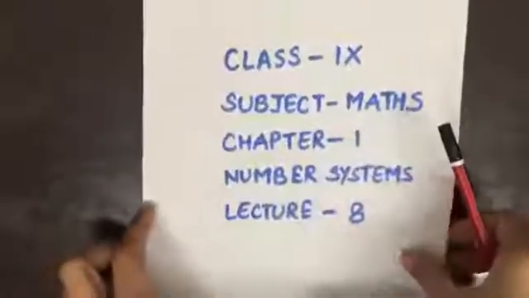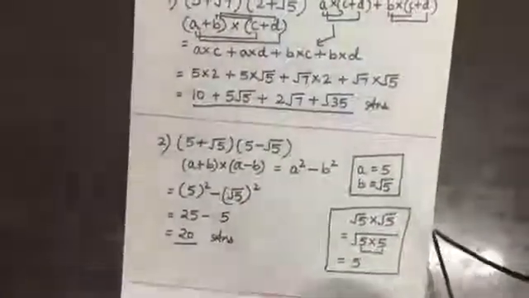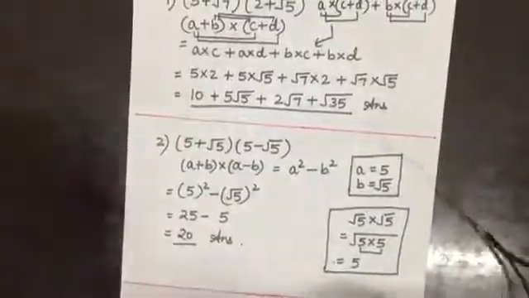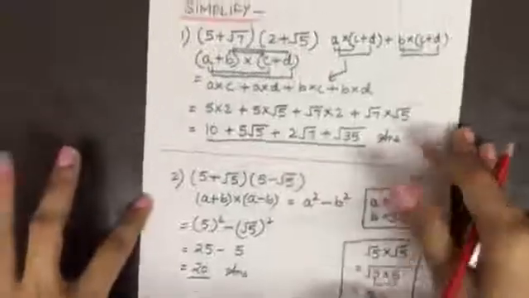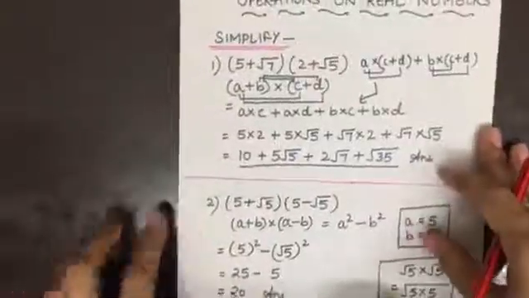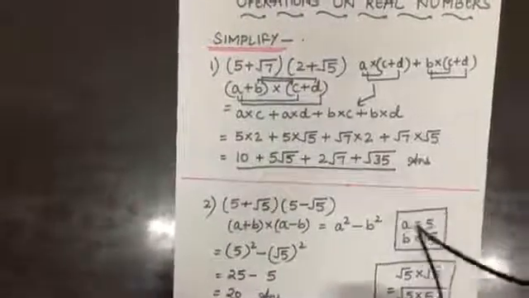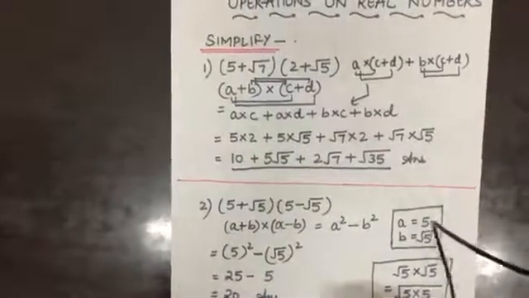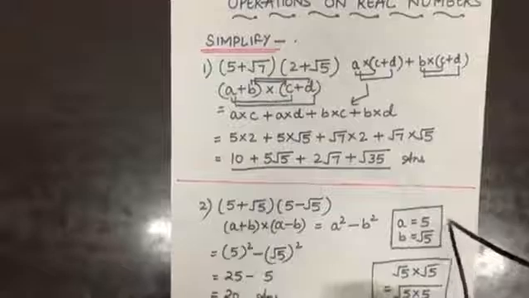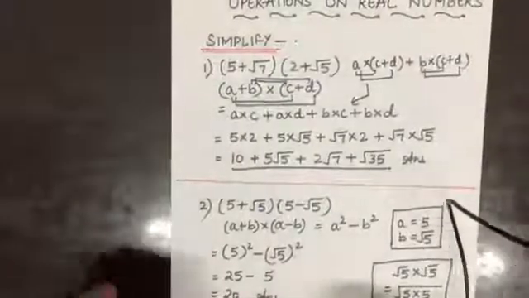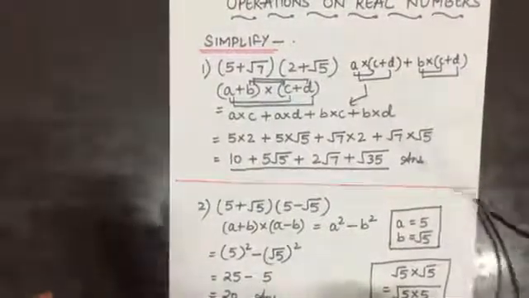Children, as you are now aware of rational and irrational numbers, and also the properties of irrational numbers, today we are going to see how these irrational numbers are operated, how we can perform the various operations on irrational numbers. Okay, so let's start with the first question.